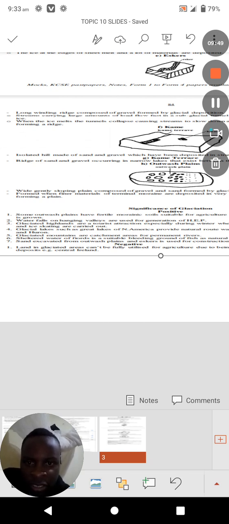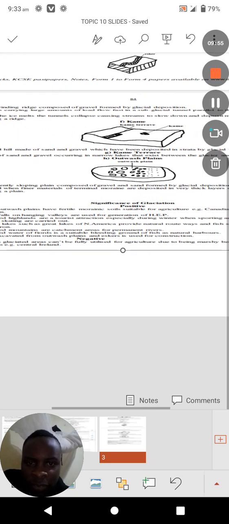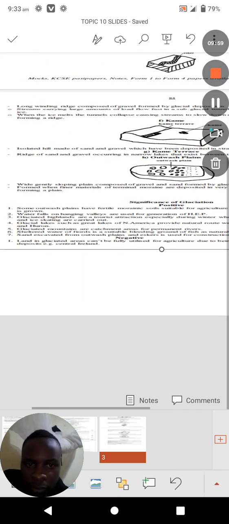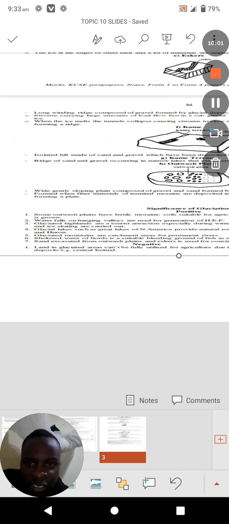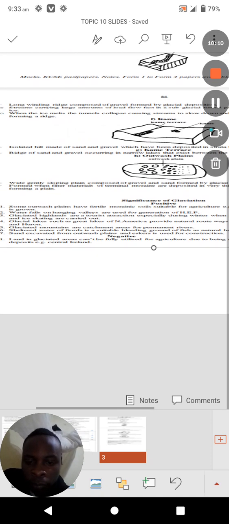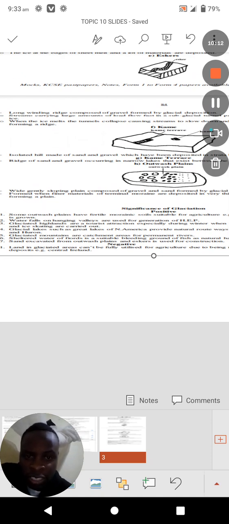The sheltered waters are suitable breeding grounds for fish and serve as natural harbors. Then the sand excavated from outwash plains and eskers is used for construction. Those are the positive effects.